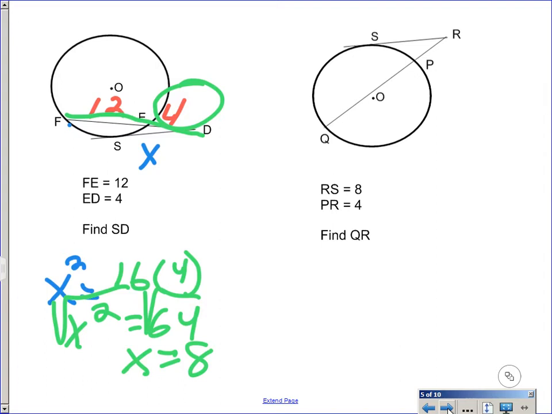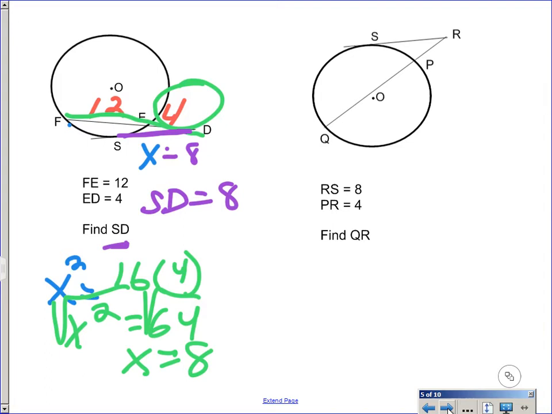If we're trying to find segment E to D, we know that X equals 8. I didn't say E to D. We're trying to find segment S to D. So S to D also equals 8. All right, let's come over here.